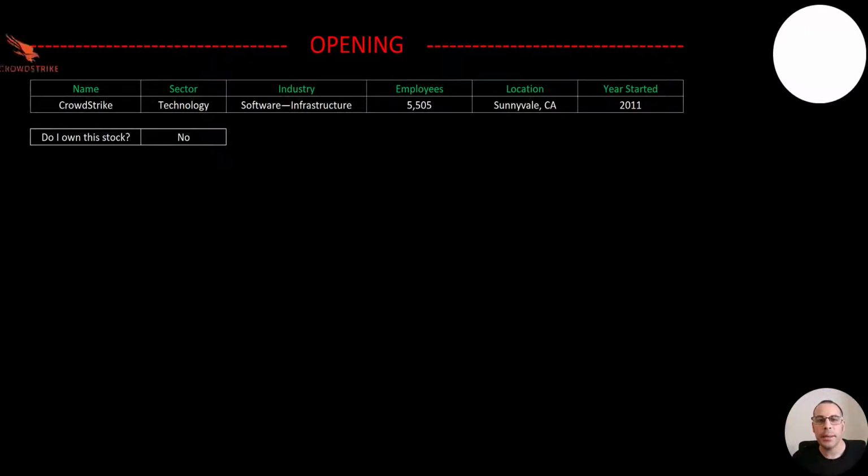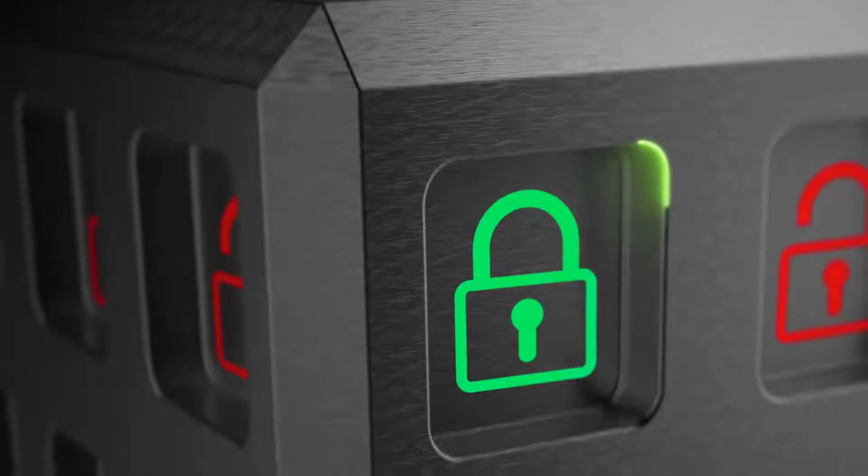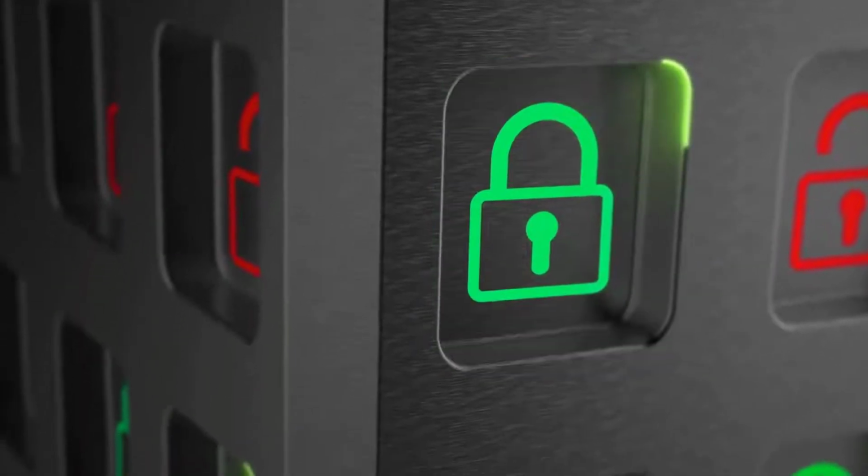In this video I'm going to walk you through the process of valuing Crowdstrike stock by analyzing their financial statements and dissecting their financial ratios so we can determine if it's a buy or a sell. Crowdstrike is a cybersecurity company.